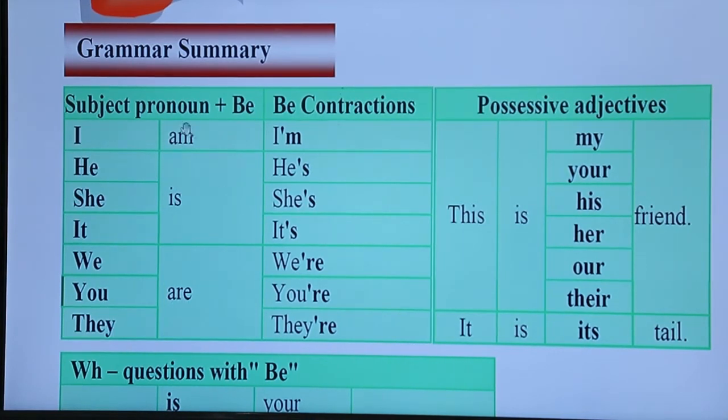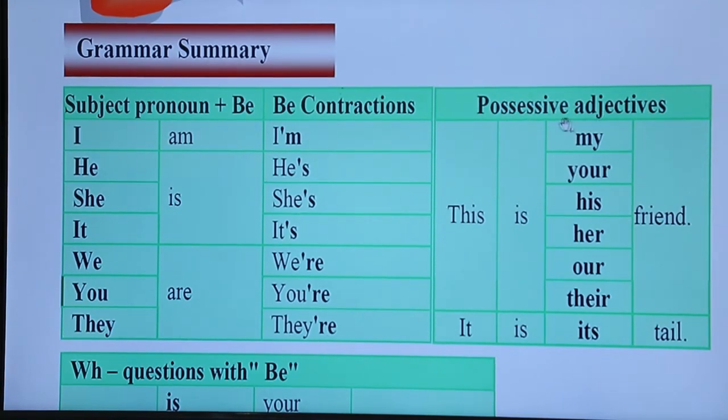Be contractions. When we shorten the to be verbs, what kind of short forms do we make? For example: I'm, he is, he's, she is, she's, it is, it's, we are, we're, you are, you're, they are, they're.